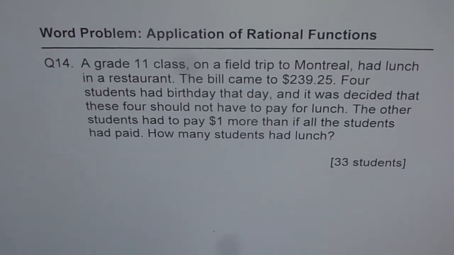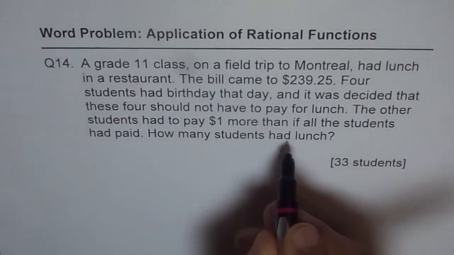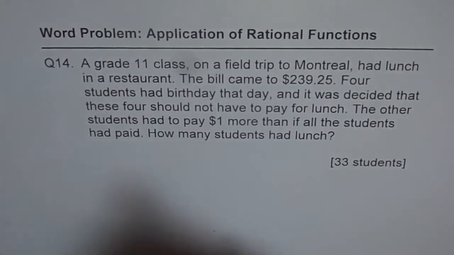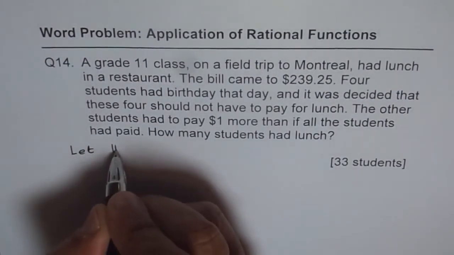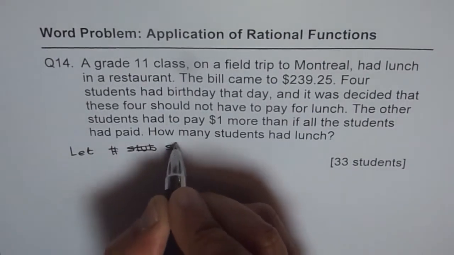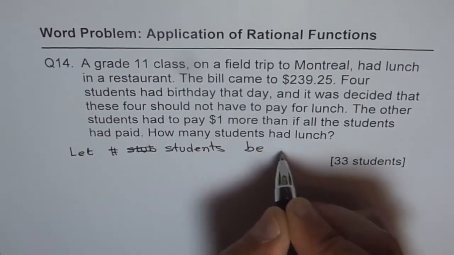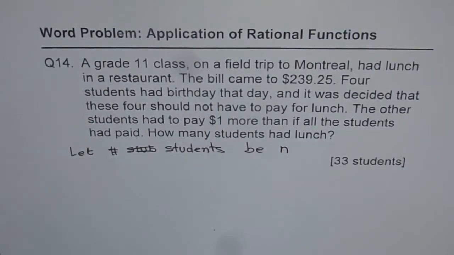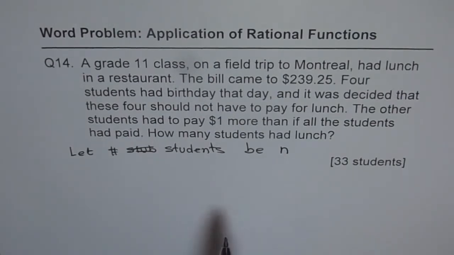Correct? So we'll follow our standard method, go with the last statement. Why do we read the last statement? Tell me, why do we read the last statement? How many students had lunch? To define our let variable, right? So let statement. Let number of students be, let's say n. So read the last statement. Normally what to find, that is the variable.